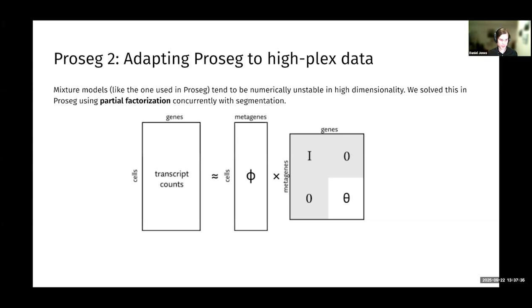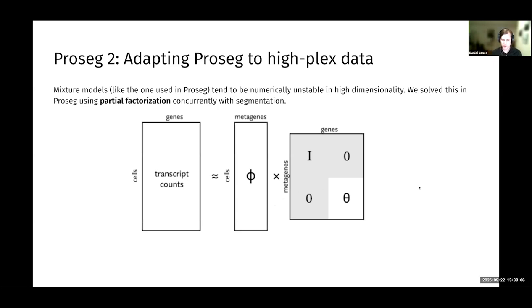And Proseg wasn't really scaling to that. It worked well for like the 400 genes, but with 10 times as much, it tended to break. So I spent a lot of time trying to figure that out. And eventually what I settled on is probabilistic matrix factorization. In this case, what I'm doing is partial factorization. I basically sort the genes and take the highest expression ones and leave those as they are, and then take the lower expression ones and turn that into a lower rank matrix.